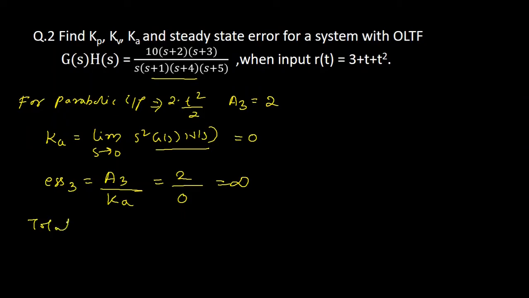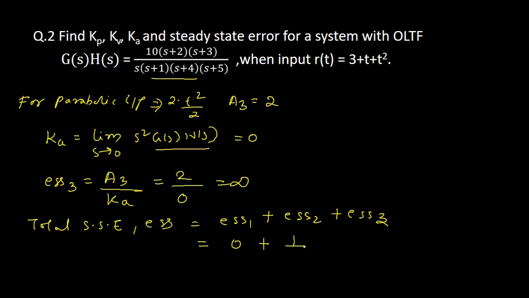So total steady state error ess will be equal to ess1 plus ess2 plus ess3. What is ess1 we are getting? It is equal to 0, plus ess2 is 1 by 3, then ess3 is infinite. So 1 by 3 plus infinite will be equal to infinite. So the total steady state error of the system is equal to infinite we are getting.